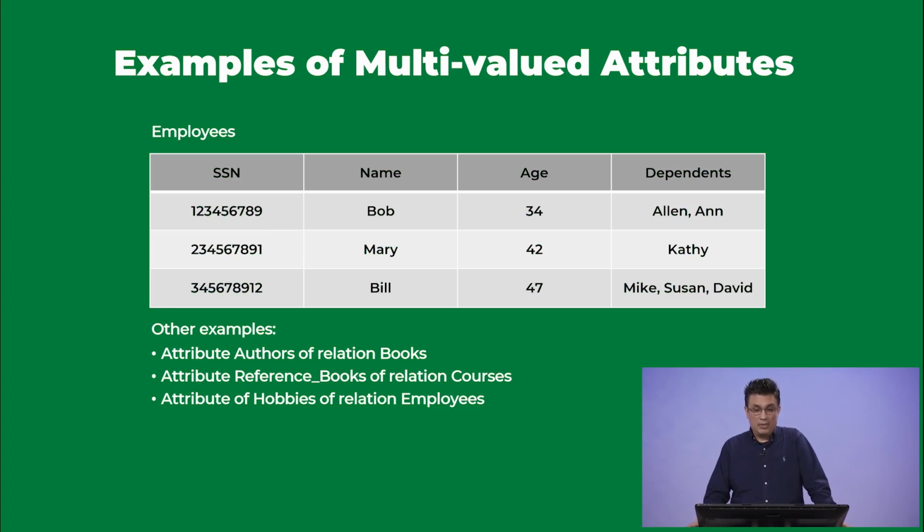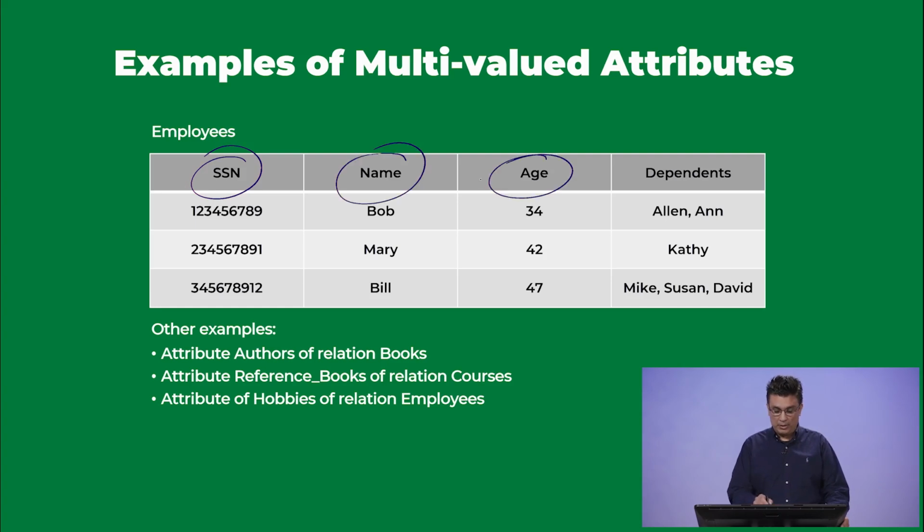Here we have an example of a table that makes a reference to employees. So for employees, we want to keep a record of their social security number, their name, their age, but we also want to keep a record of the dependents. Maybe for this company, the company will provide some benefits like health insurance, and we need to have a record of the dependents for the employees. Now, for the first record, we see that the employee has 2 dependents.